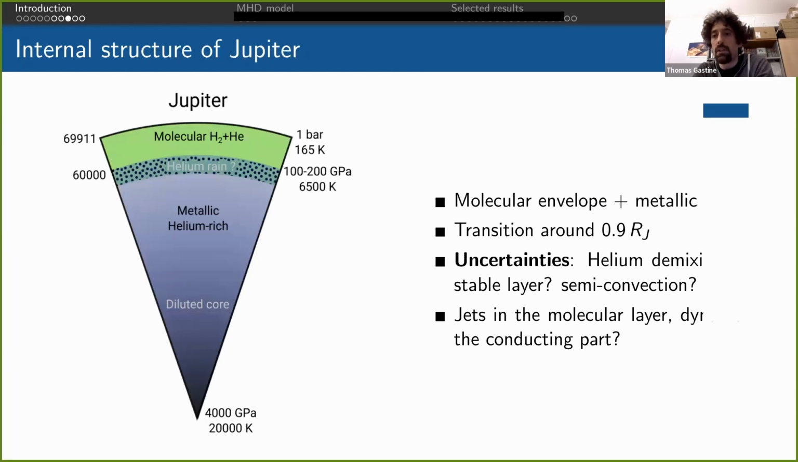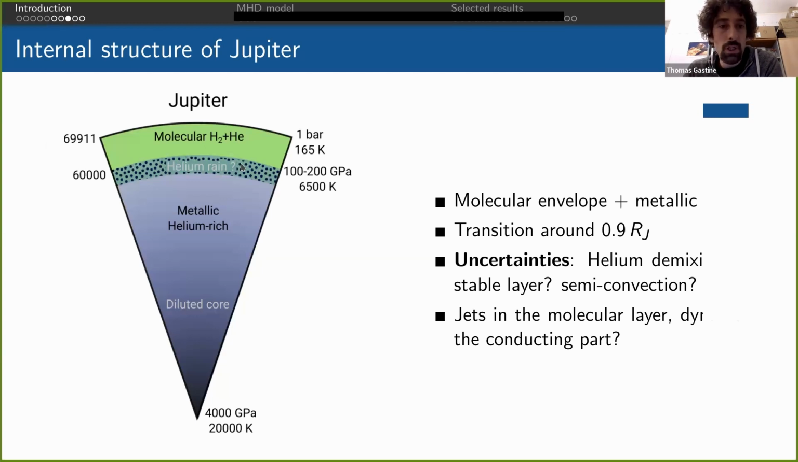So now, if we examine the expected internal structure of Jupiter, you get this kind of sketch where we have an external envelope which is filled by molecular hydrogen and helium, and then the pressure increasing downwards. We have a phase transition of hydrogen towards a metallic phase. And this phase transition occurs around 100 to 200 GPa, which corresponds roughly to 10% below the Jovian radius. And so that's why I took 10% beforehand. And so hydrogen becomes metallic. It reaches a level of electrical conductivity which is large enough to sustain a magnetic field via dynamo action.